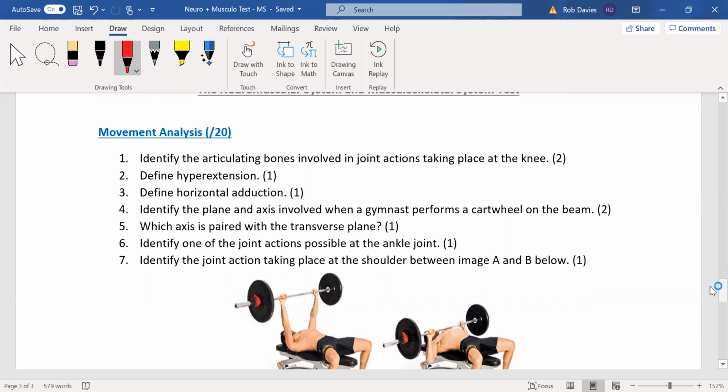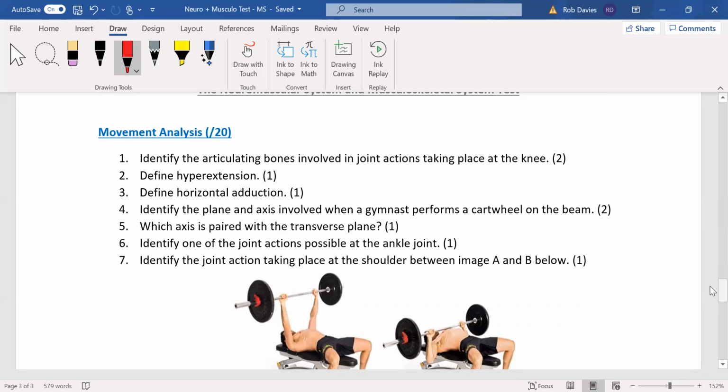Number five, which axis is paired with a transverse plane? Transverse plane. So the plane is always the first one in the pair. So silly teachers force students to, so that's the transverse plane, learn longitudinal axes. So the axis which is paired with the transverse plane is the longitudinal axes.